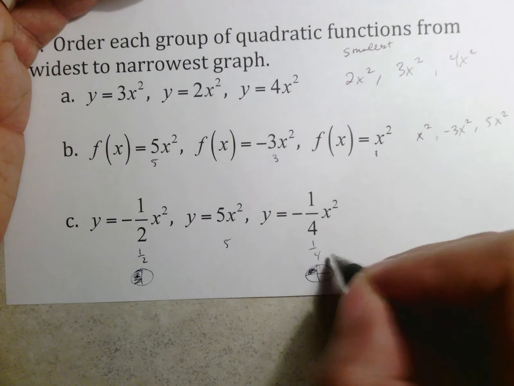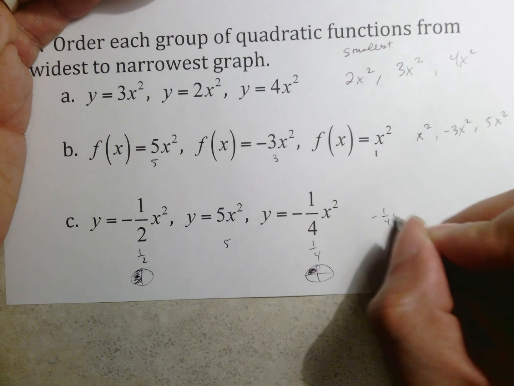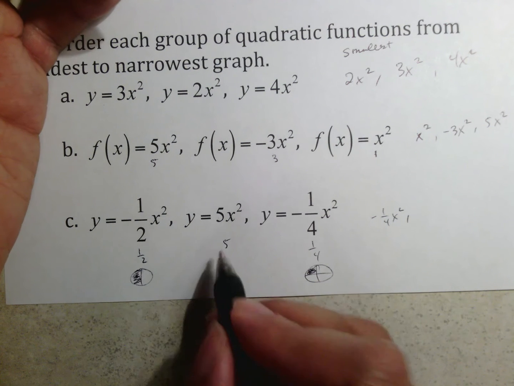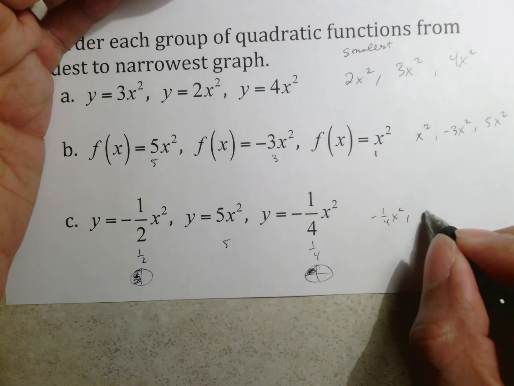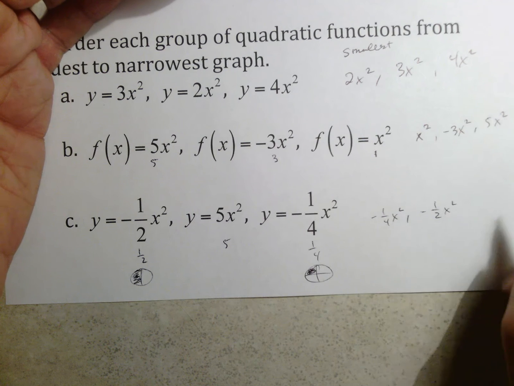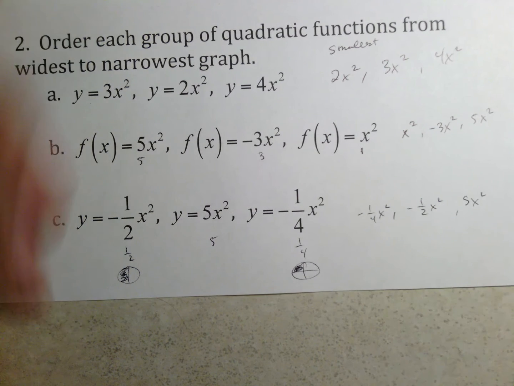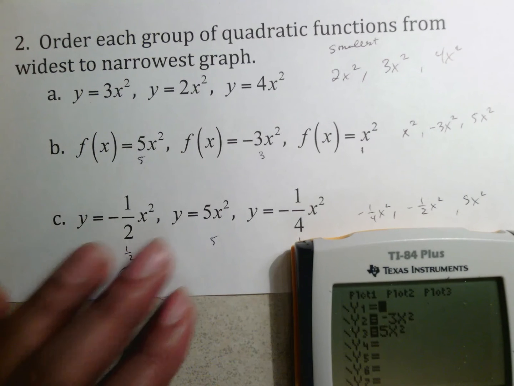which means that that should be the widest. So we're looking at negative 1/4 x squared as the widest of the three. The next, because that's a whole number, should be the 1/2 or negative 1/2 x squared, which should be next, and then the last and most narrow should be 5x squared. So let's again look at this just to verify it.